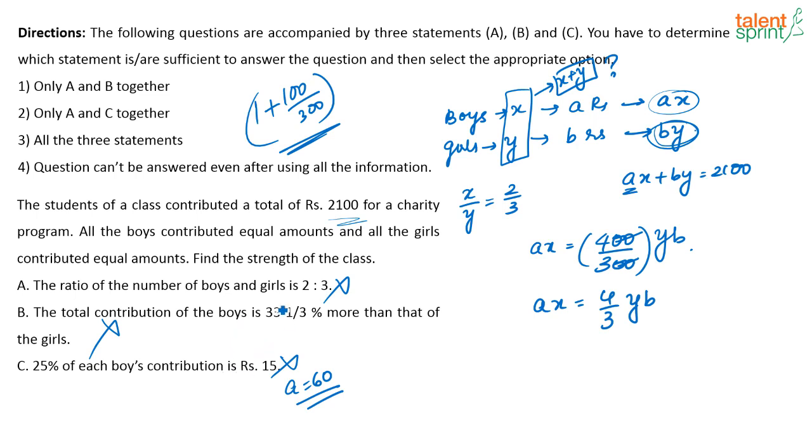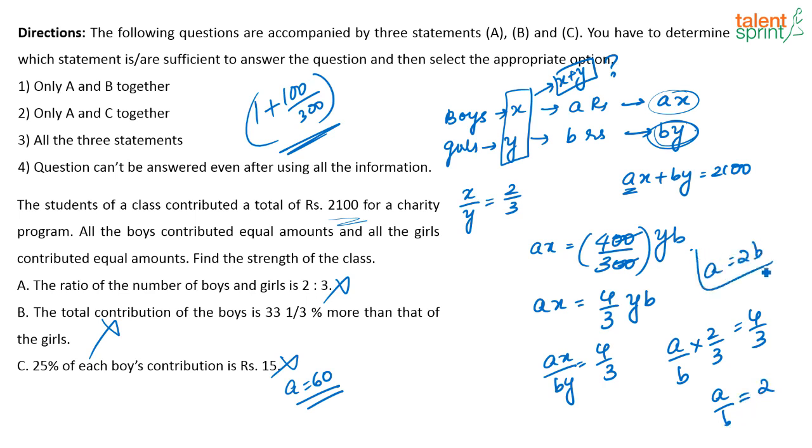Similarly, if I combine, let us say, A and B, what is it that I have? I have X by Y is equal to 2 by 3, and I have AX by BY is equal to 4 by 3. This is using the second statement. So if I combine these two, I can say A by B into 2 by 3 is equal to 4 by 3, or A by B is equal to 2, or A is equal to 2B. This is when I combine statements 1 and 2, right? But again, I don't get what X plus Y is.